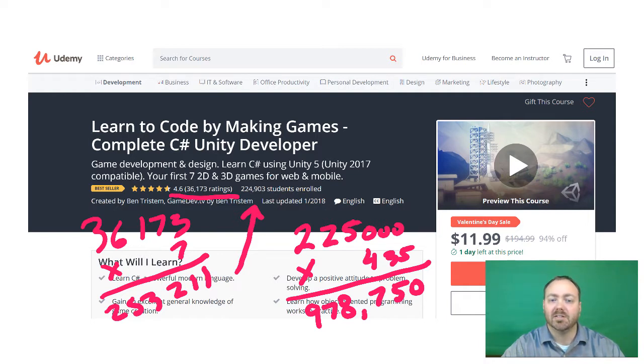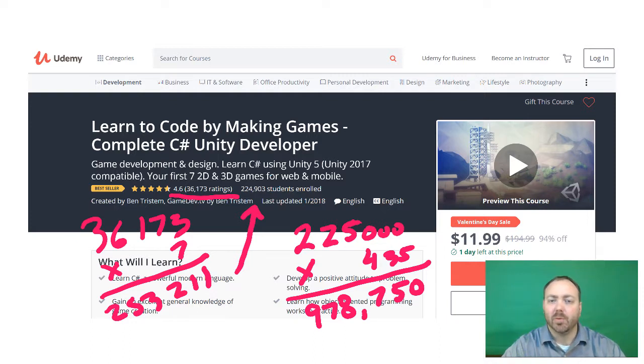So you see here it says he has 36,173 ratings. So if we multiply that by 7, we would expect to see 253,211 students. But actually, he's only got 224,903 students. And I'm pretty sure that on this course, Ben didn't have to give out any free coupons. This is the one that he did the Kickstarter on. And so basically, people were lining up to take his class from him. So we can assume that his student count is pretty close to accurate.